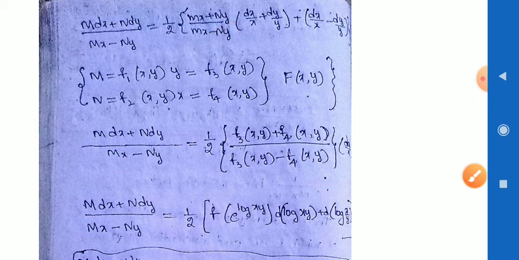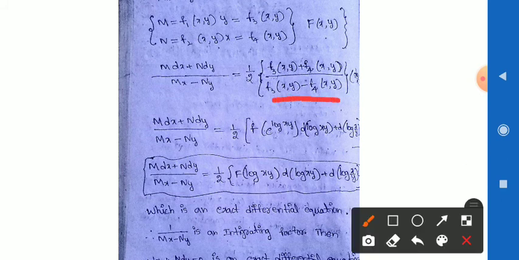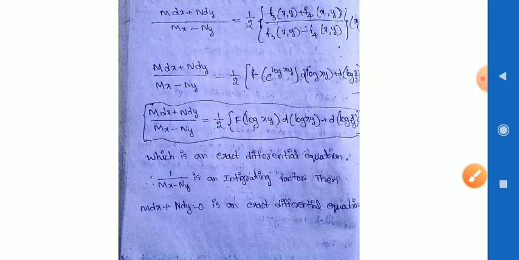Then we get the formula: M dx plus N dy by Mx minus Ny is equal to 1 by 2 into f of e power log xy d of log xy plus d of log xy. Now this above equation can be converted by the integrating factor. We get M dx plus N dy by Mx minus Ny is equal to 1 by 2 into f of log xy d of log xy plus d of log x by y, which is an exact differential equation form.